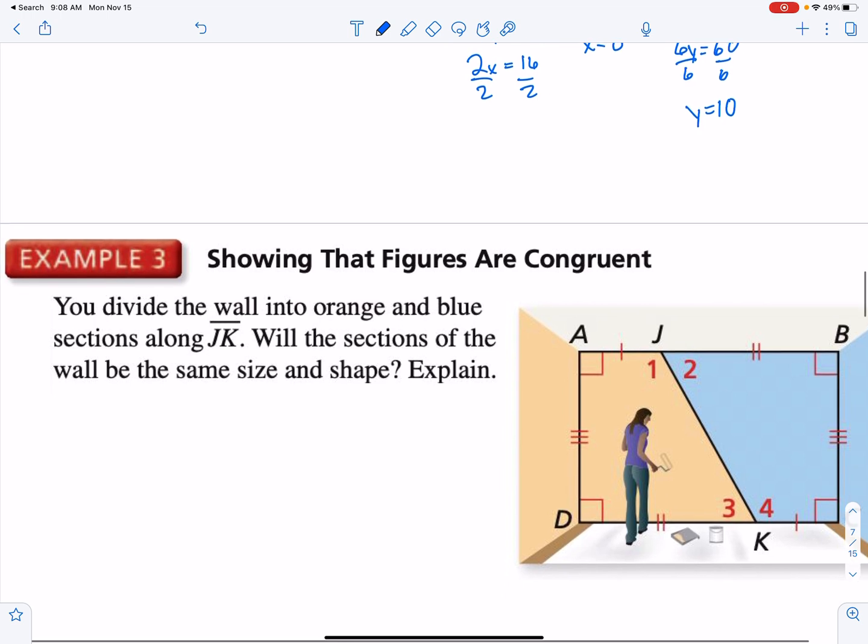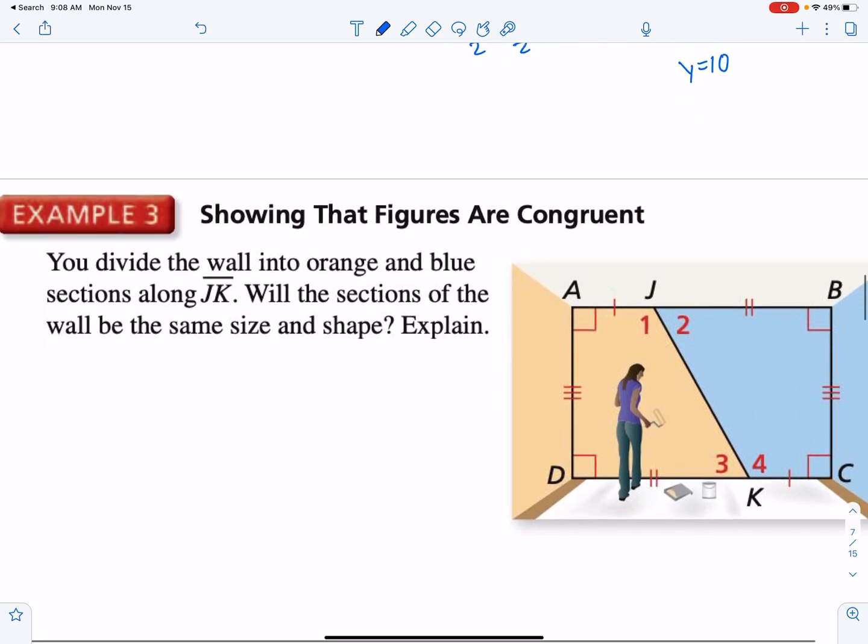Okay, example 3 says you will divide a wall into orange and blue sections along the line JK. It says, will the sections of the wall be the same size, and explain. So first of all, we have to have all parts being congruent in order for those shapes to be congruent. Next thing we see is that we have right angles on all 4 corners.